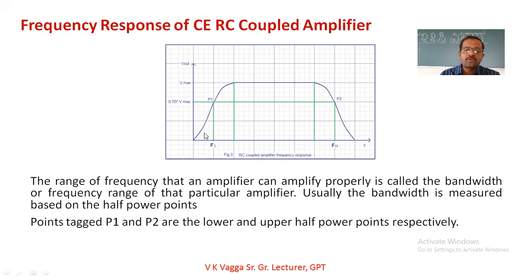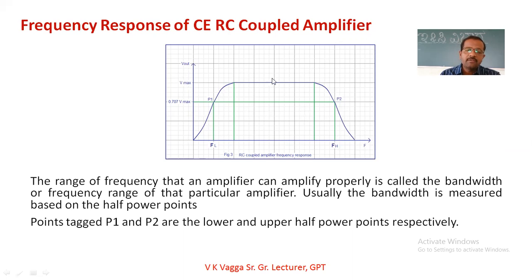Okay, and they are also called half power frequencies. This is the maximum voltage, indicated as V max, and the voltage at points P1 and P2 is equal to 0.707 times the maximum. If you take the difference of FH and FL, the space between FH and FL is called the bandwidth of the RC coupled amplifier.